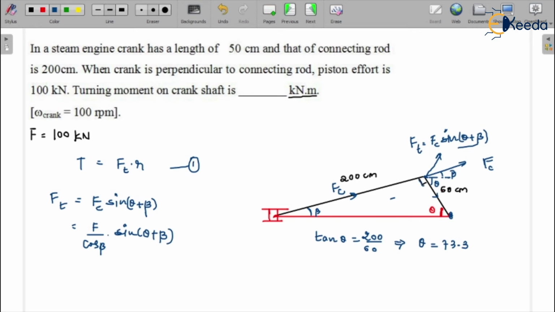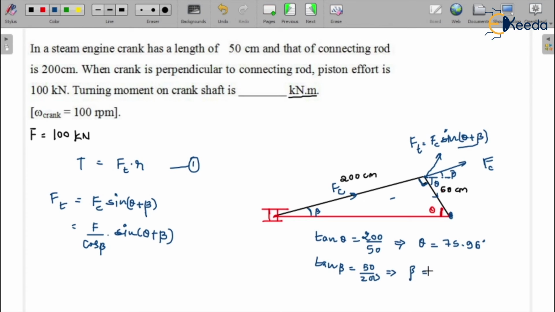Okay, since this 90-degree angle is given in the question, if I consider this angle as beta, we can also calculate tan theta, that is equal to 200 upon 50. This is not 60, actually this is 50. Okay, so sorry for the mistake, this is 50. So you will get the value of theta, 75.96 degree.